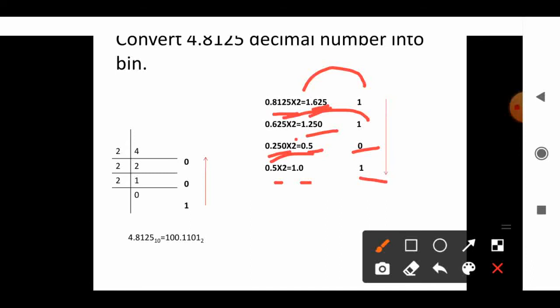It is 1. The remainder is 0. Here what is the value you are getting? 0. So when the number is repeated again, you will stop the process here. Okay, up to 1.0 you have to multiply the number by 2. Now what is the result of the fractional part? 1101. The decimal part is what? 100.1101.